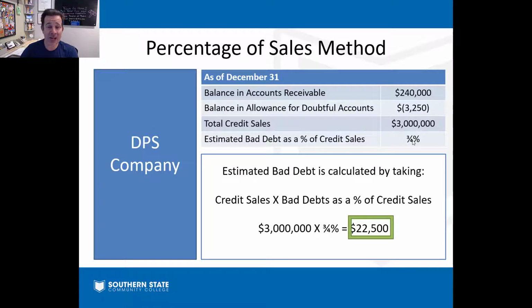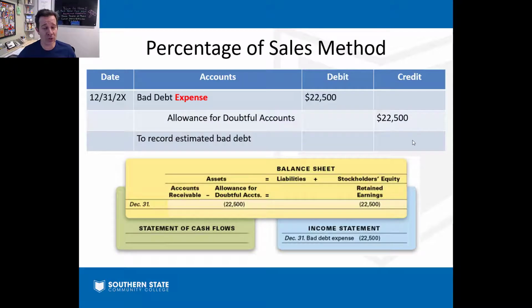All right, so if you did the math, hopefully it checked out okay. $22,500 is what we come up with. And that's the amount that we would record directly to bad debt expense as a debit, and we'd also record it under the allowance for doubtful accounts as a credit. And so whatever we calculate using our percentage of sales method for estimating, that's what we record in our journal entry. That's what goes in the accounting records.